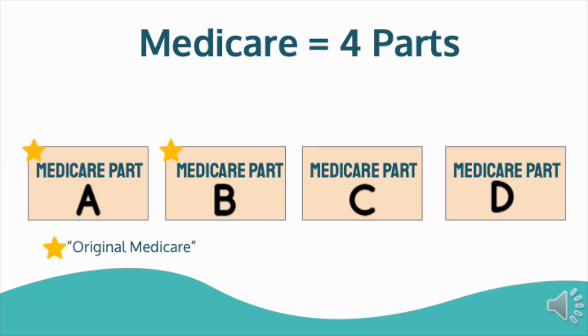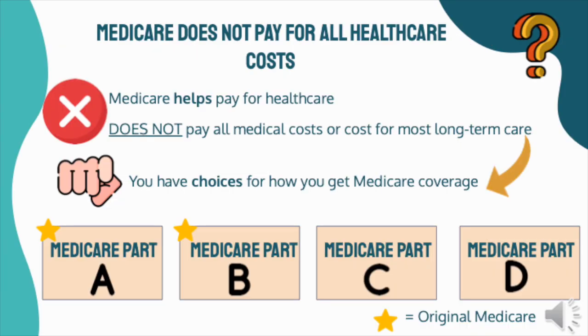Now let us take a look at the different parts of Medicare. There are 4 different parts. We have Medicare Part A, Part B, Part C, and Part D. Medicare Parts A and B make up what is known as Original Medicare. You should know that while Medicare helps pay for healthcare, it does not help pay for all medical costs or costs for most long-term care. The reason that Medicare is split into different parts is to give you a choice for how you want to get your Medicare coverage.